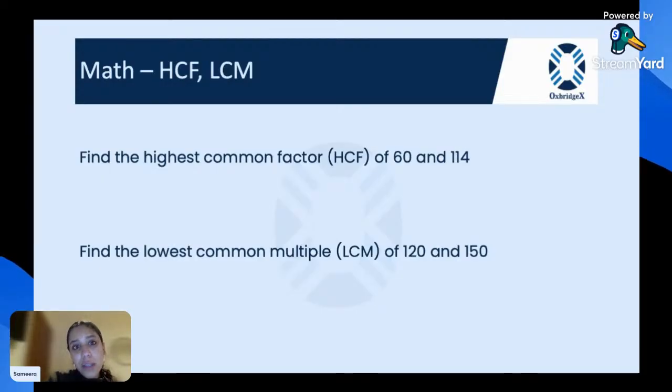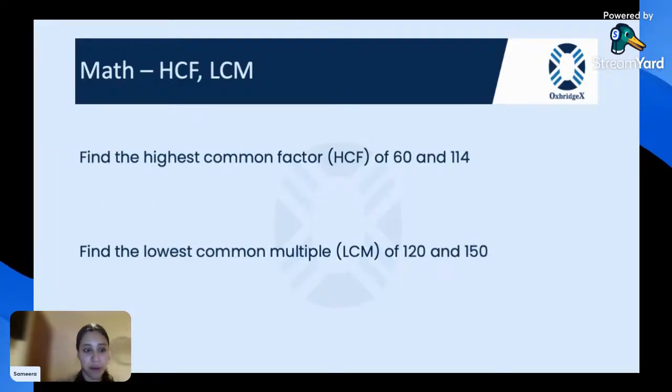It's the smallest positive number. So again, let me just reiterate: it's nothing to do with negative, nothing to do with decimal numbers. Positive number that is a multiple of two or more numbers. So highest common factor is the largest number that divides into two or more numbers without leaving a remainder, and the lowest common multiple is the smallest positive number that is a multiple of two or more numbers. Now, hopefully that makes sense.